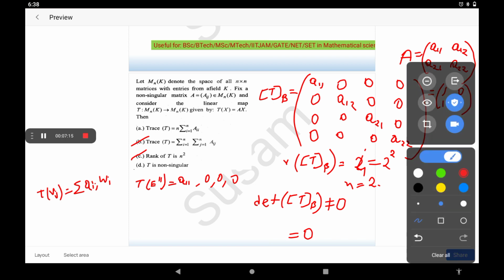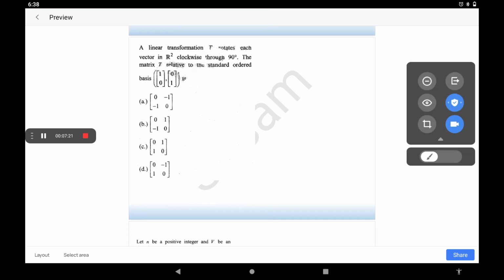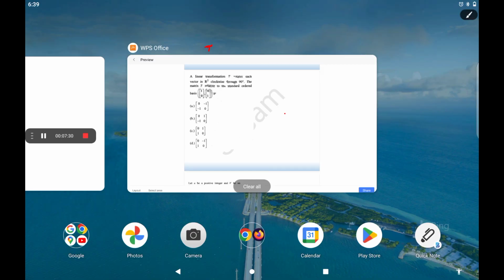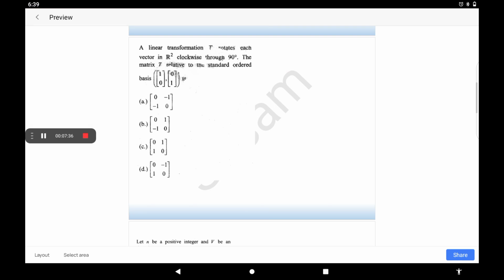Next, let's go to the next problem. You read the problem first. A linear transformation T rotates each vector in R2 clockwise through 90 degrees. Clockwise means the vectors are rotating like this. Correct? Now, the matrix of T relative to the standard ordered basis. What is it? So T rotates each vector by 90 degrees.